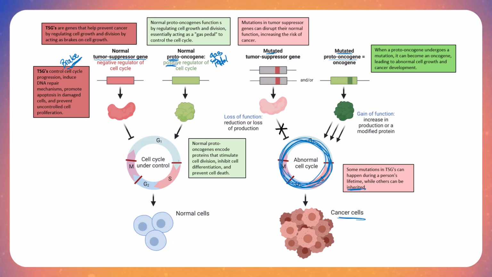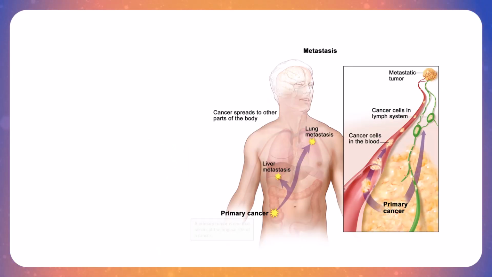There are some cancers that are more inherited than others, and there are some that just happen during a person's lifetime as a result of mutagens or extended exposure to mutagens in their environment. So now we've talked about how cancer happens or how tumors happen, so let's talk about the differences between primary and secondary cancers as well as metastasis.